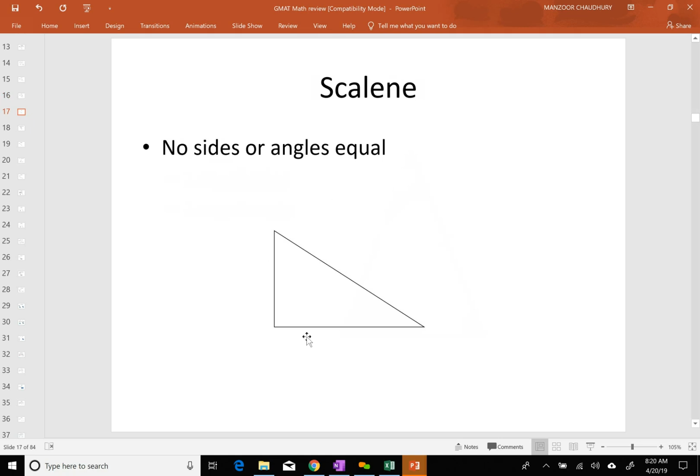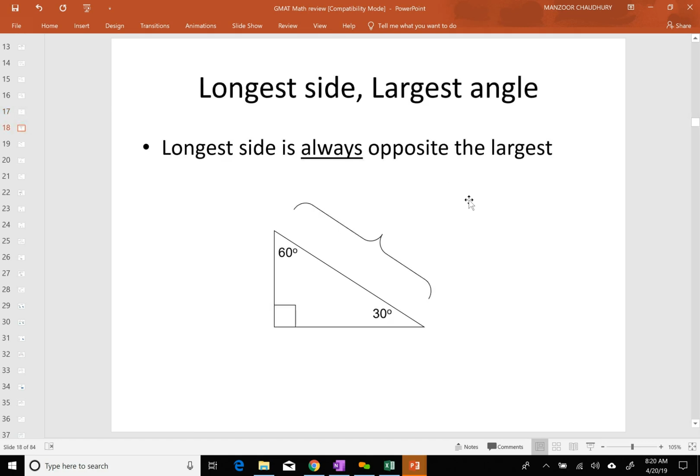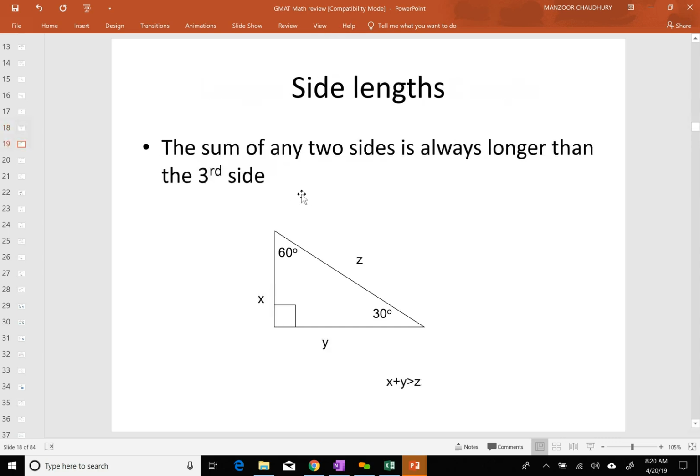Now, scalene is when 3 sides are completely different. Angles are not equal. Another thing is longest side and largest angle are related. Opposite the longest side, you have the largest angle, and opposite the smallest side, you have the smallest angle. And 2 sides of a triangle are going to be bigger than the third side, so x plus y will be bigger than z.